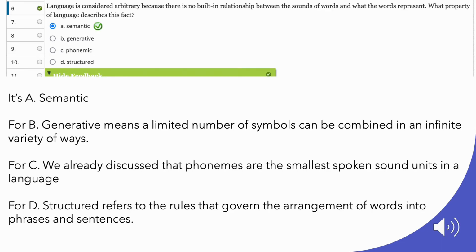It's asemantic for B. Generative means a limited number of symbols can be combined in an infinite variety of ways. For C, we already discussed that phonemes are the smallest spoken sound units in a language. For D, structured refers to the rules that govern the arrangement of words into phrases and sentences.